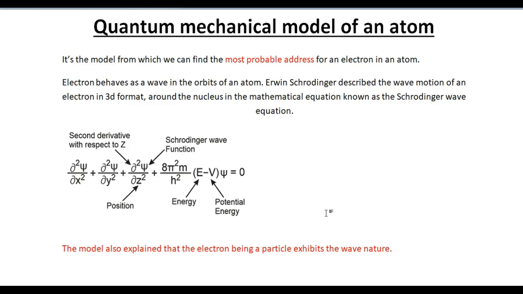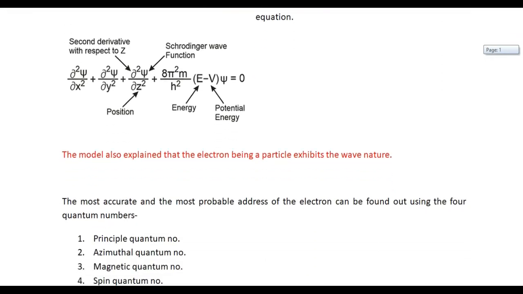In 1927, Erwin Schrödinger described the wave motion of an electron in three-dimensional space by a lengthy mathematical equation known as the Schrödinger wave equation. You can all see that this equation is so complex. This is the Schrödinger wave equation proposed by him. This model also explained that the electron, being a particle, exhibits wave nature. That means it has both particle and wave nature.